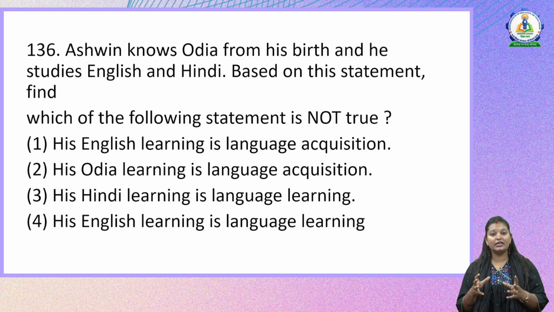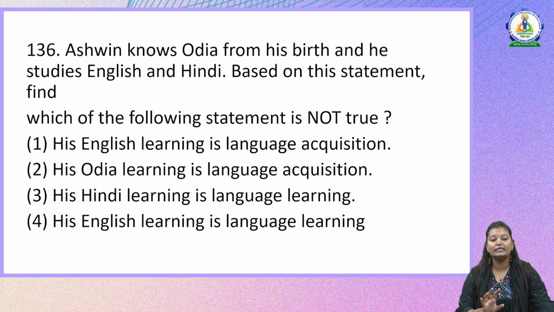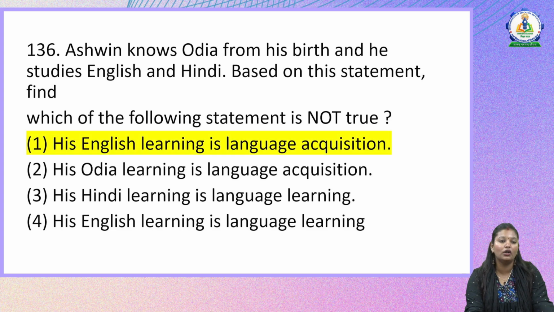This particular question is asked from the language learning and acquisition concept. We already know that language learning is a deliberate attempt, whereas language acquisition is considered a natural phenomenon wherein we learn the language naturally through our surroundings or through exposure to the language. Ashwin knows Odia from his birth, so he has acquired the Odia language naturally. And he is now studying English and Hindi, which means he is learning English and Hindi. We need to identify which statement is not true. So 'his English learning is language acquisition' is a false statement.